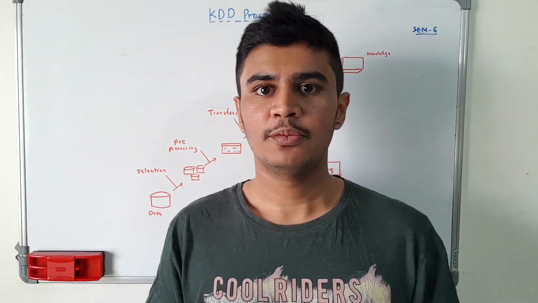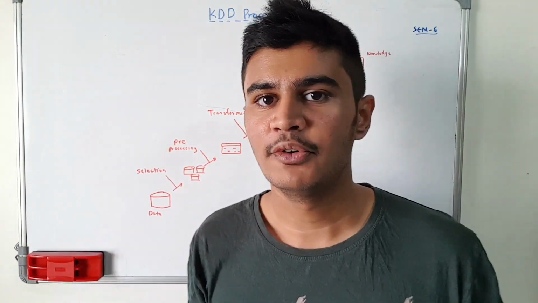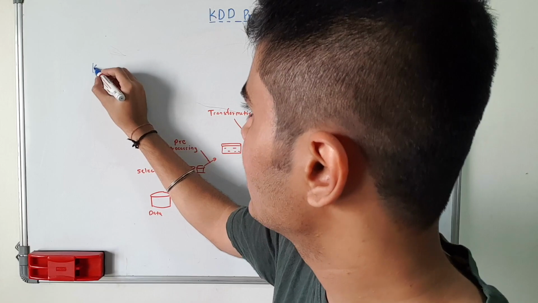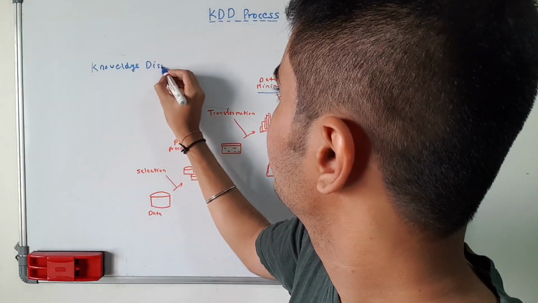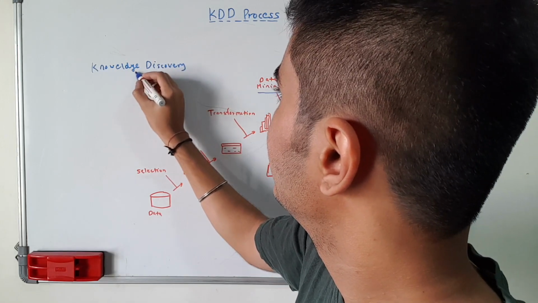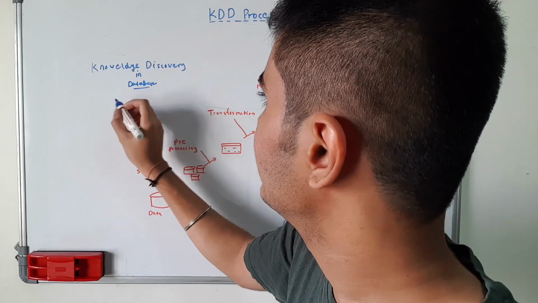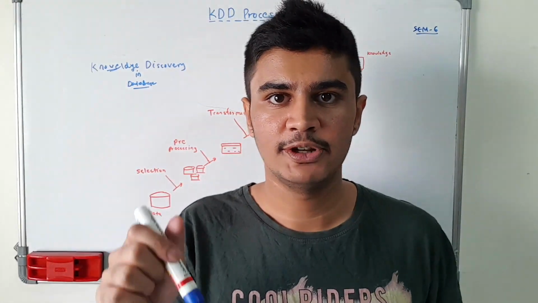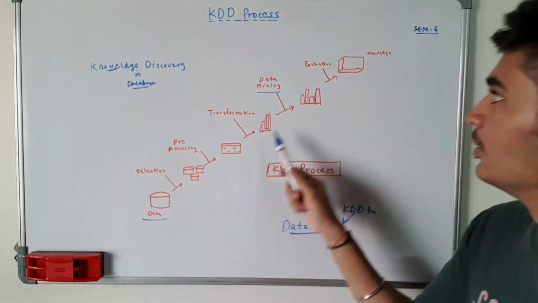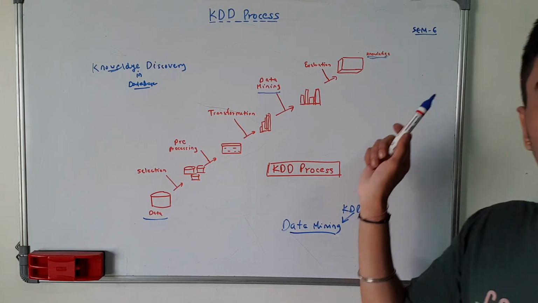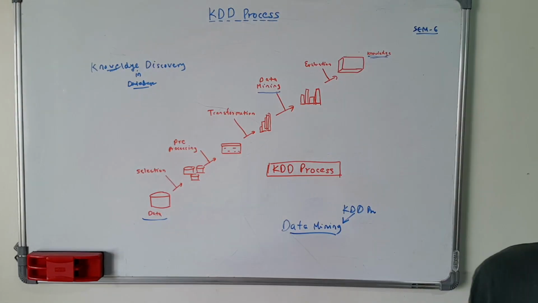Now let's start with the process flow of KDD. Starting with what is actually the full form of KDD. KDD basically stands for knowledge discovery in database. So basically we are trying to find the particular knowledge which we are interested in from a huge amount of data. So from large amount of data we get back to only the particular knowledge which we need for the analysis purpose.